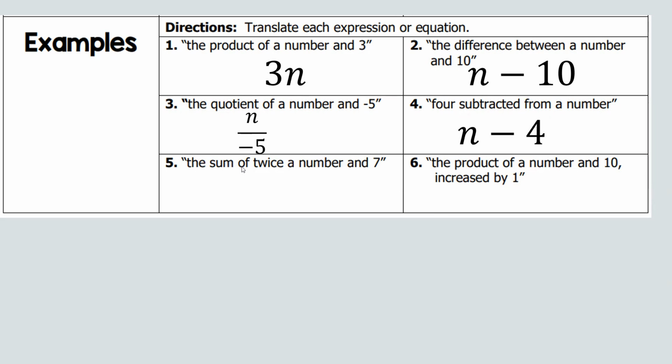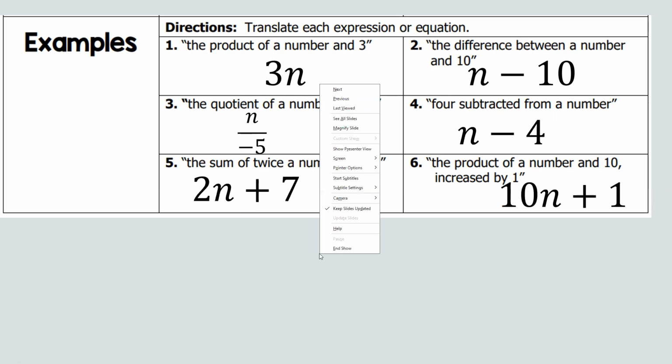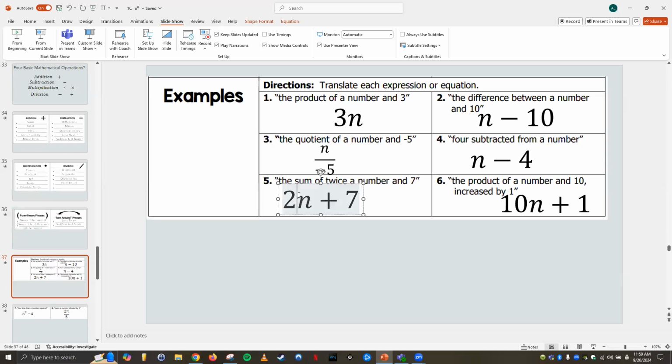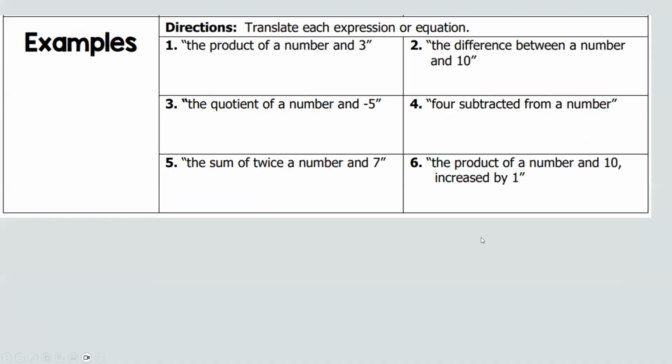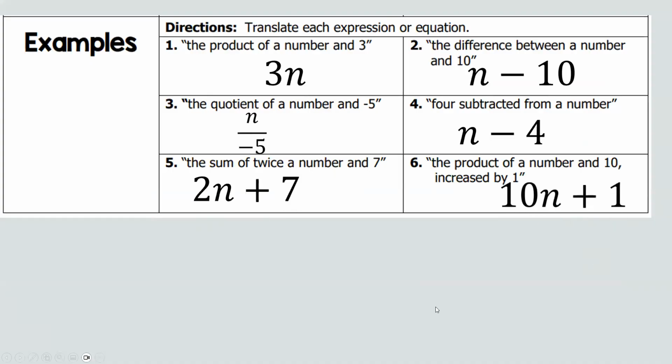The sum of twice a number and 7. The sum of, whoops, that's a typo because I think that should have parentheses around it. The sum of twice a number. Oh, no, it shouldn't. Never mind, my bad. And then the product of a number and 10 increased by 1. So that comma there separates the 2 on that one.